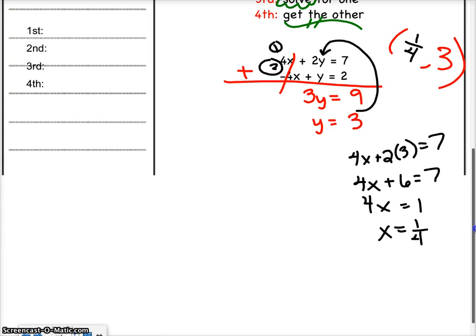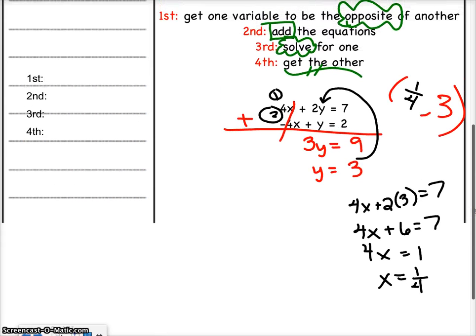So again, my process. I got one to be the opposite of the other. I added. I solved. So opposite. That's what I did. First I did opposite. And then I added. That's what I had left after I added. Then I solved. And then I found the other one by plugging it back into an equation.